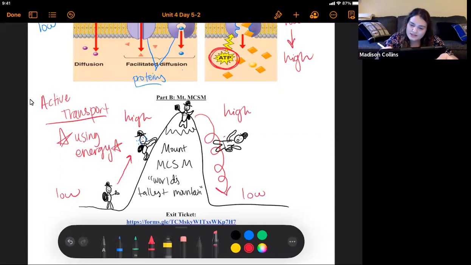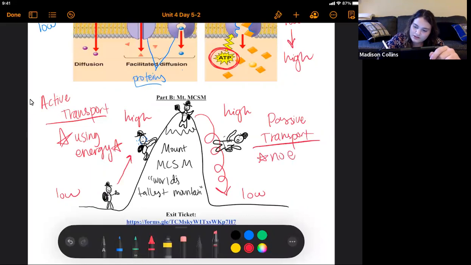Now, as you passively fall down this mountain, you're no longer sweating. You're just crying because you're falling down a mountain. But this does not require any energy. This is passive transport as you fall down from high to low concentration. So no energy is required.